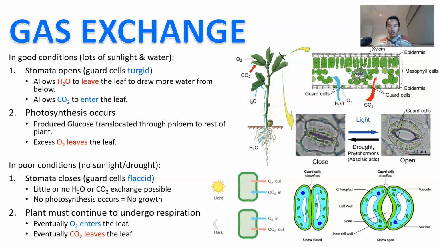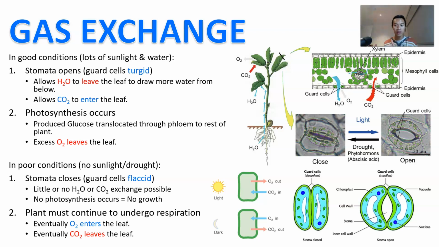Now, when the conditions are poor, on the other hand, when there's no sunlight or in drought conditions, the stomatal opening is going to close and the guard cells turn flaccid, right? Flaccid means they relax, right? And so that relaxing of the cells keeps it shut, right? And then you're going to get little or no movement of H2O or CO2 exchange, and therefore no photosynthesis and no growth, which is what happens in desert plants, okay?